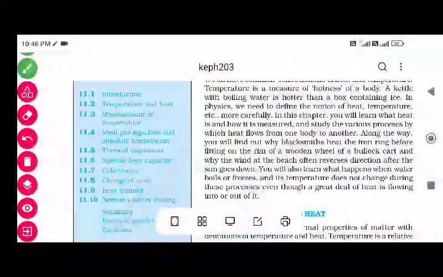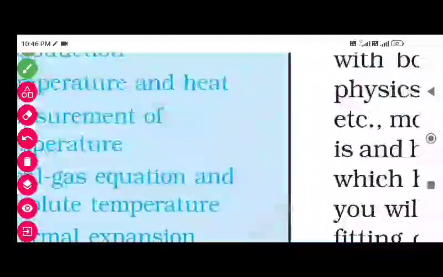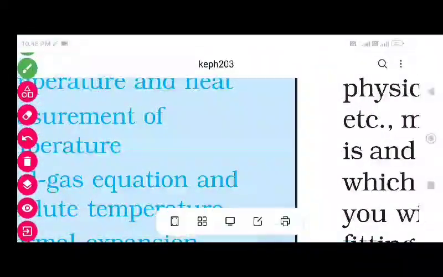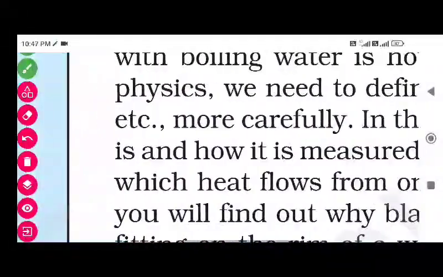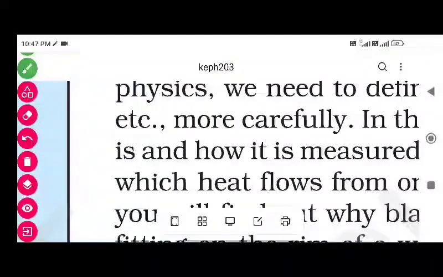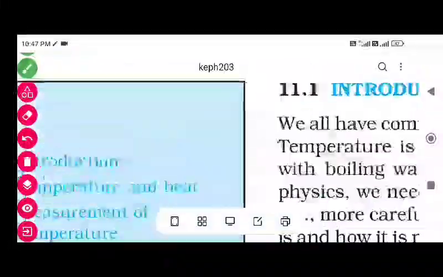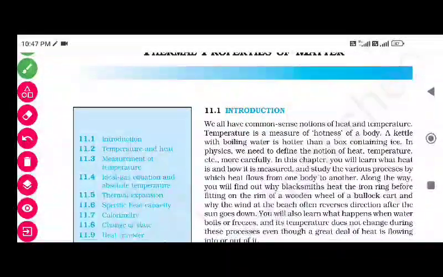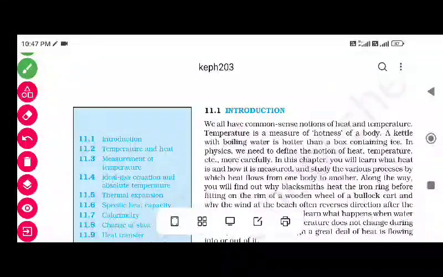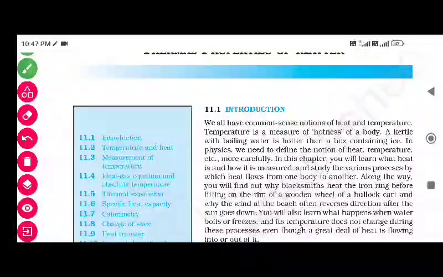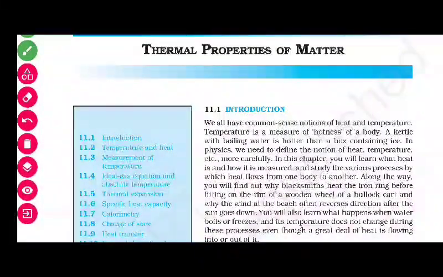Now I'll explain NCERT line by line to you, so stay tuned. Now let's begin. In this introduction paragraph it is given that we all have a common sense notion of heat and temperature. We all know what heat and temperature are.